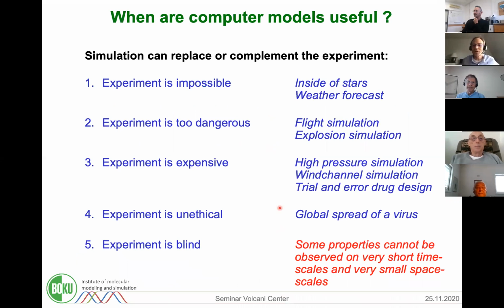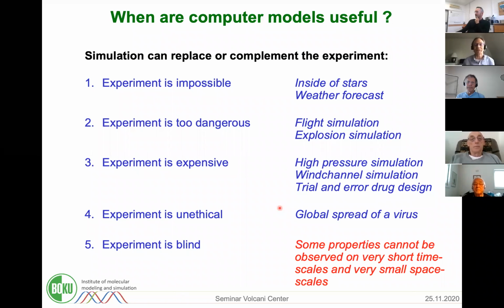Why does one do computer experiments at all? When are computer models actually useful? So simulations are there to replace or complement experiments. And there are different reasons why this would be useful.